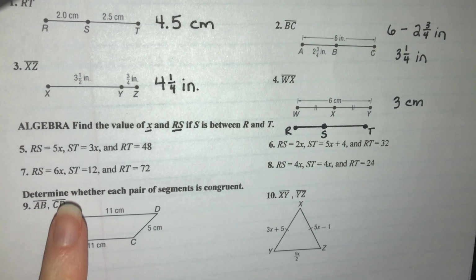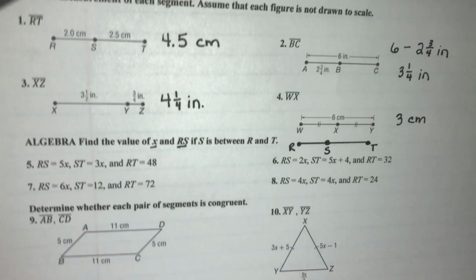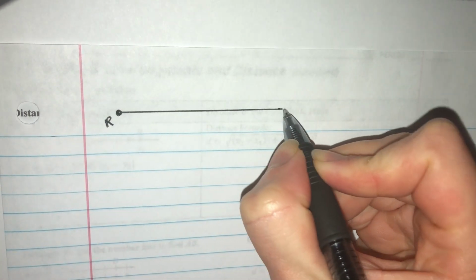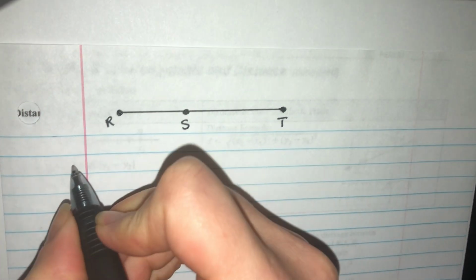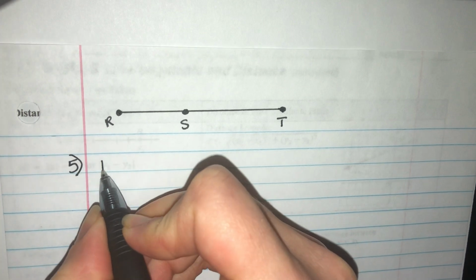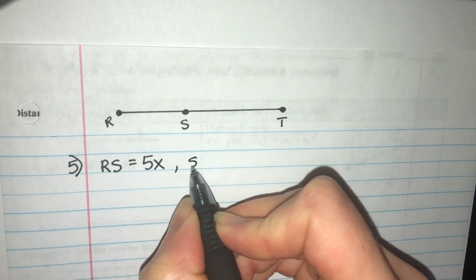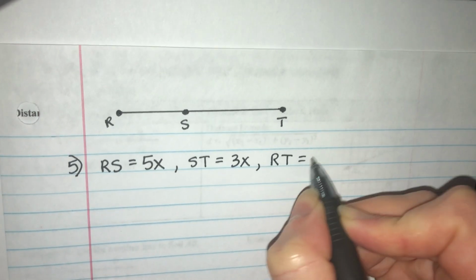So for these problems, we're going to need a little bit more room to work than what we have right here. So I'm going to use a separate sheet of notebook paper to do this. I'll go ahead and draw that line segment up here at the top again. Endpoint R, endpoint T, and a point S somewhere in between. So for number 5, they told us RS equals 5x, ST equals 3x, and RT equals 48.